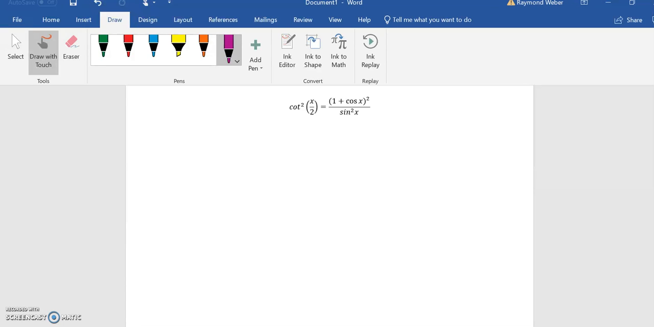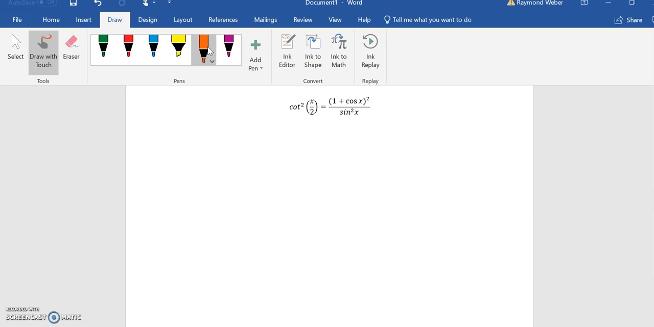We're asked to verify this identity, and like any identity, we're going to start with one side and work towards the other. I'm probably going to start on the right side, but before I do that, I want to do some stuff to both. Remember, there are times when we want to look for a third non-thing.